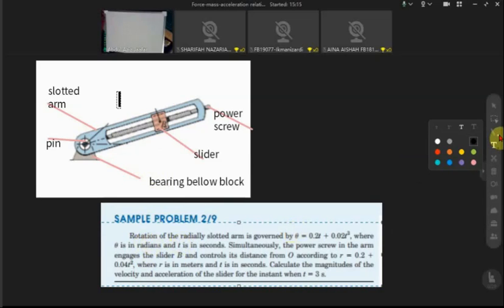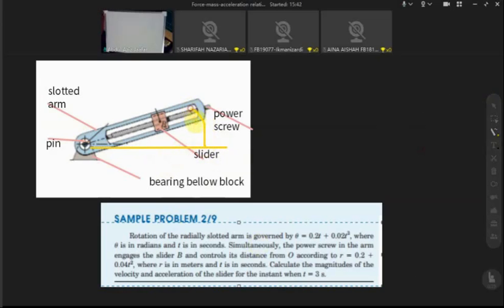So we start from here, right? And then that will be the value of theta. This is the pin location. So this is a horizontal line. So this is the shaft. So we are measuring theta values from the horizontal. So this theta varies with time.